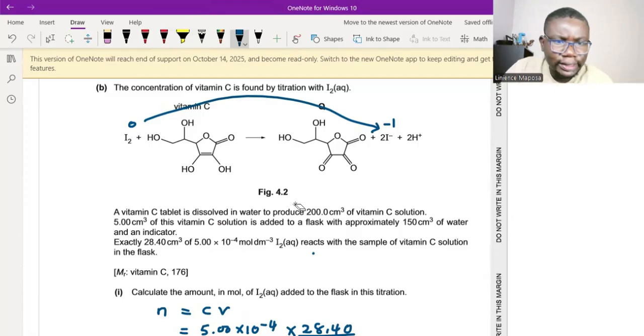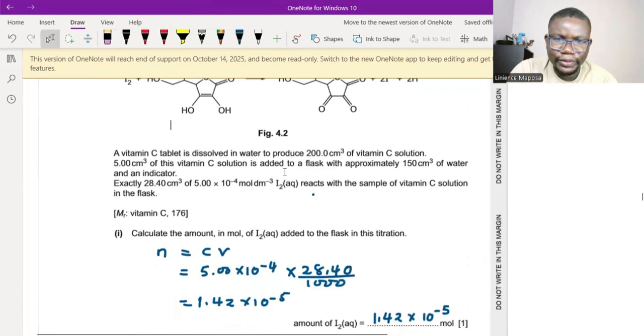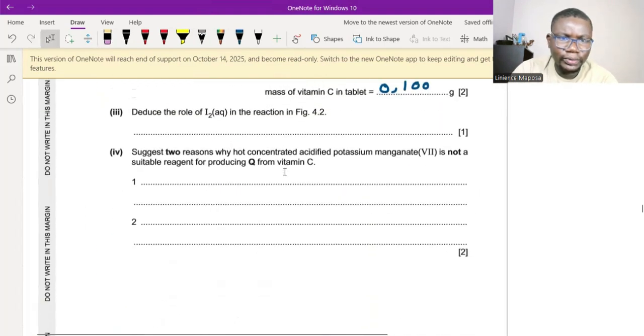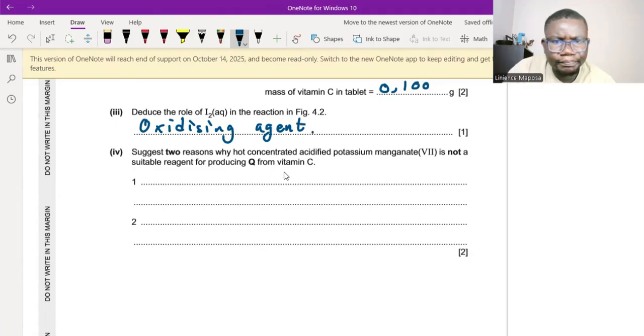And indeed, it did. I can see here, we lost this hydrogen. So by the other definition of oxidation and reduction, vitamin C was oxidized because hydrogen was removed from it. So we can say iodine was an oxidizing agent. They just say deduce the role. They didn't ask for any reasons. It was an oxidizing agent. I gave you the reason: hydrogen was removed from vitamin C. Also, the iodine decreased in oxidation state.